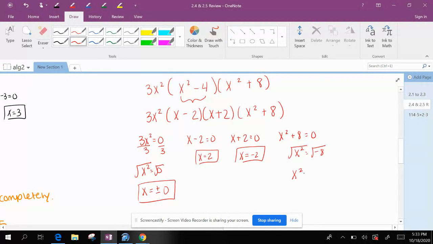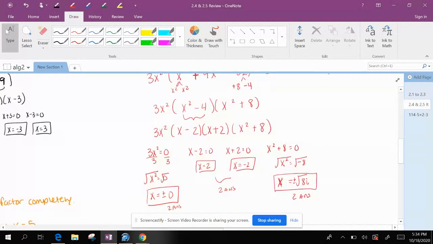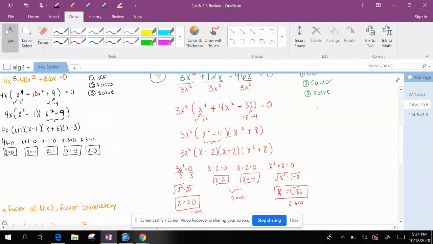So you have x equals the square root of 8i, because you can't have a negative under the square root. And that's a plus or minus. So you have 2 answers here, 2 answers here, and then these 2 answers. So you have your 6 answers total, which is your highest degree, so you know you did it properly.